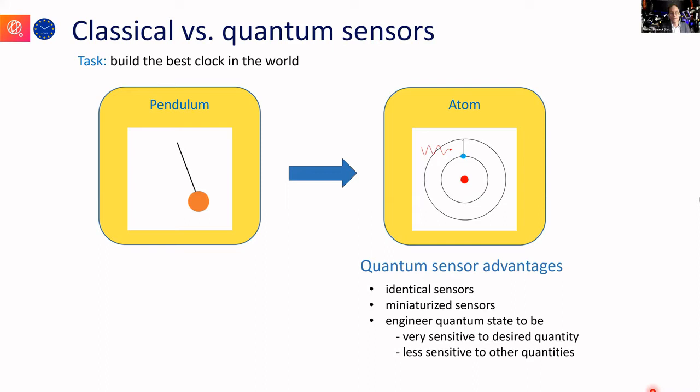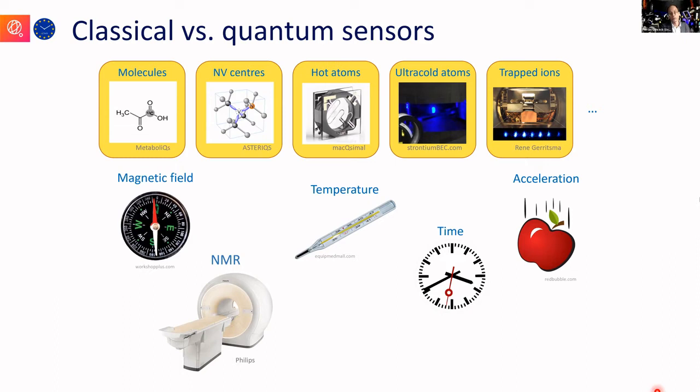We can also use several atoms and engineer quantum states to be very sensitive to the desired quantity, like the flow of time, and less sensitive to other quantities, such as the magnetic field. And we can not only use atoms as our quantum sensors: molecules and NV centers, hot atoms, ultra-cold atoms, trapped ions, they all make very nice sensors for many different things. Now I'll concentrate on the measurement of time.